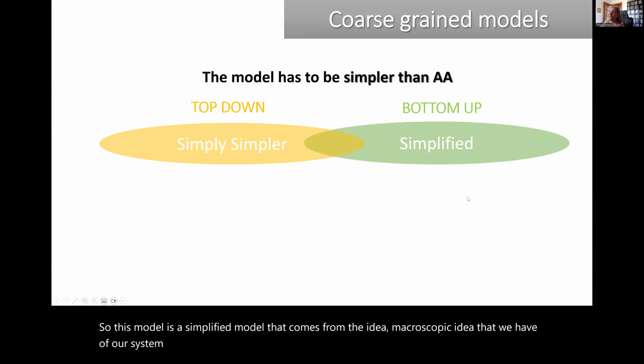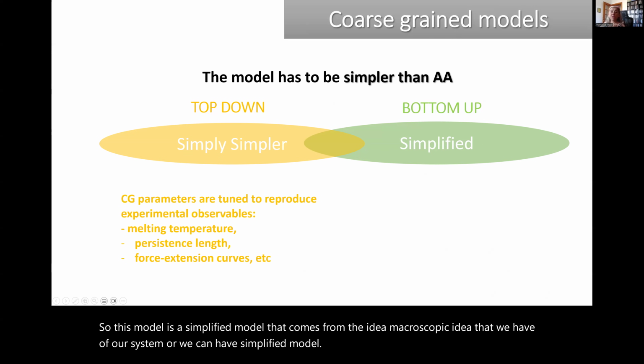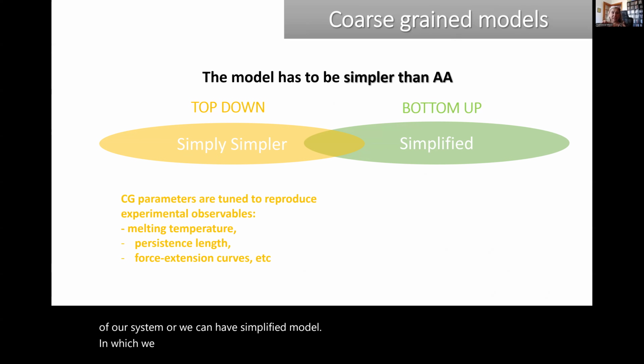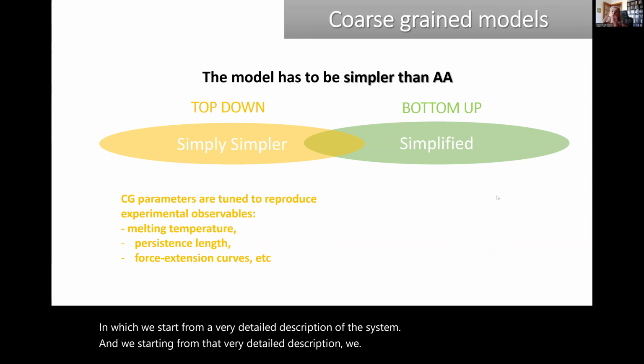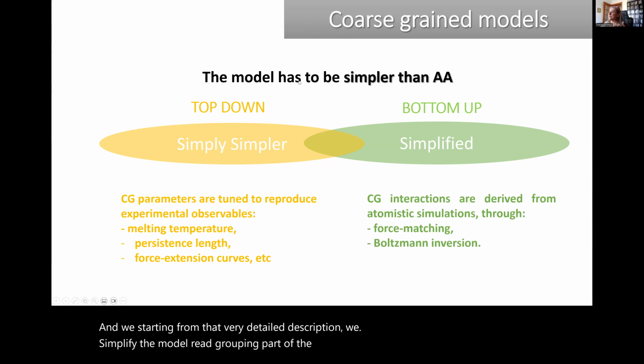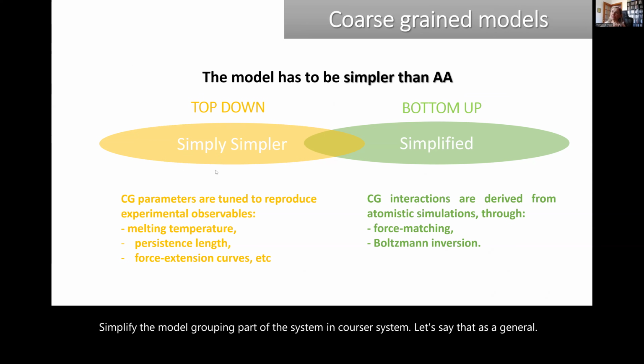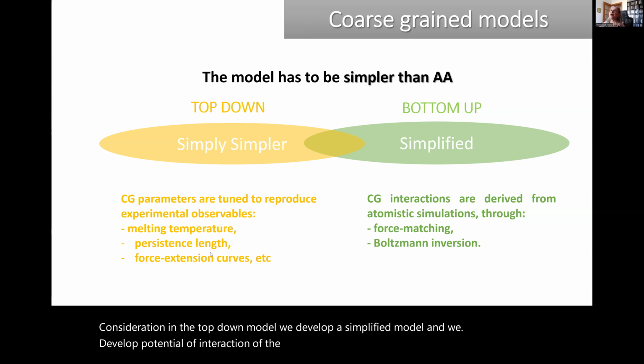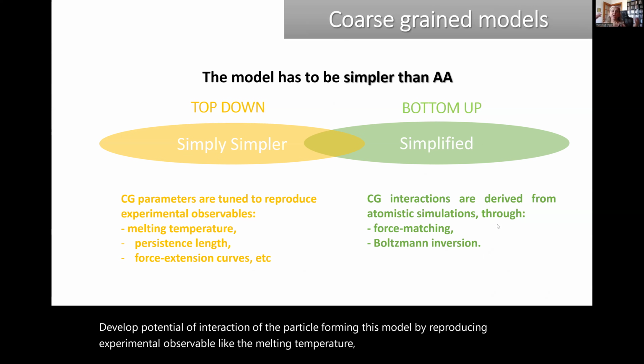Or we can have a simplified model in which we start from a very detailed description of the system, and starting from that detailed description, we simplify the model, grouping parts of the system into coarser units. Let's say that as a general consideration, in the top-down model, we develop a simplified model, and we develop potentials of interaction of the particles forming this model by reproducing experimental observables like the melting temperature, the persistence length, the force-extension curves, and so on.